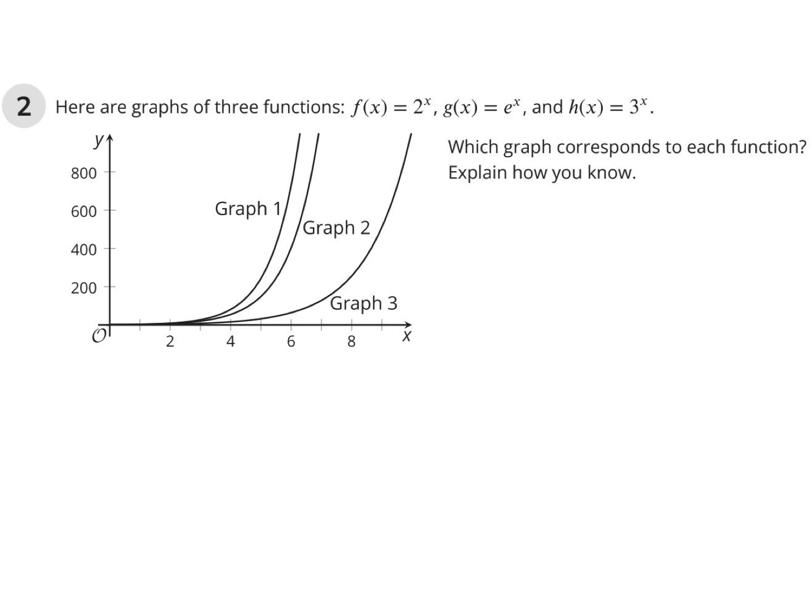How do you know which one is which? Well, graph 1 is H because 3 is bigger than 2.7. Graph 2 is G, and graph 3 is F. It grows the slowest because e is 2.7, so it's closer to 3 than to 2.